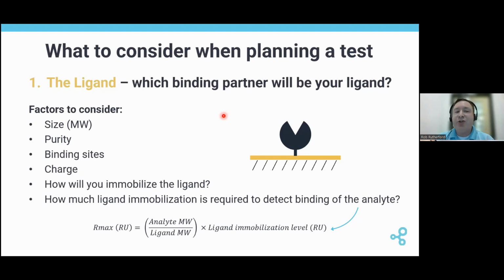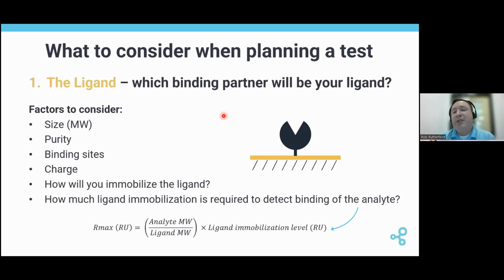Once you've considered those four factors, the next thing to think of is, how am I actually going to get my ligand on the sensor? And sometimes you'll have tags that can actually work in your favor. So for instance, maybe one of your two binding partners has a his tag, it has an Fc region, it's biotinylated. Any of those, you can actually select a sensor chemistry that will reflect that and will work with you to immobilize that specific partner.